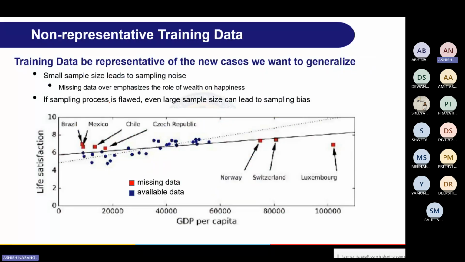Another example is that the training data should be representative of the new cases we want to generalize. When we do a sort of sampling, do you know what is sampling?